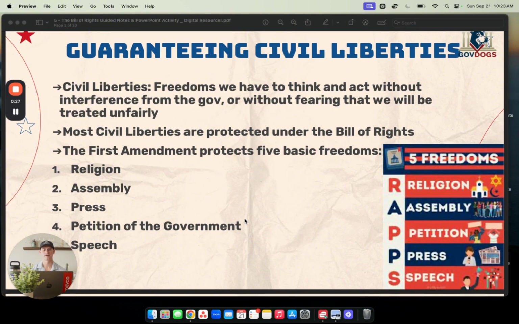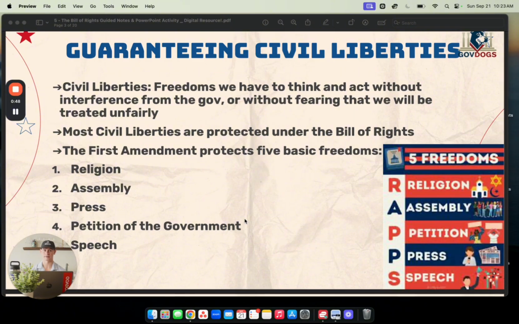These are freedoms we have to think and act without interference from the government or without fearing that we'll be treated unfairly. Most civil liberties are protected under the Bill of Rights, and the First Amendment protects five: the right to practice your religion freely, the right to assemble, to get together, the right to write whatever you want in the press, the right to petition the government, and the right to free speech.